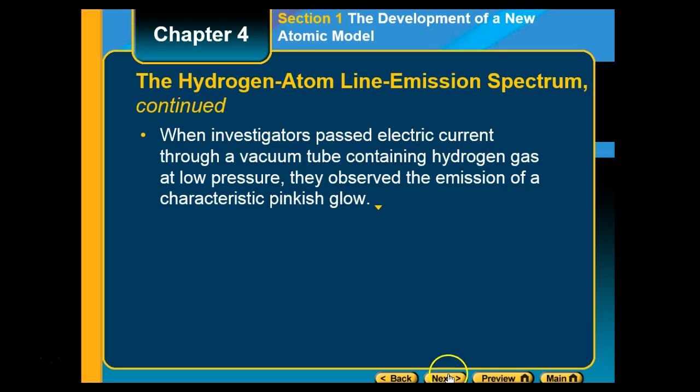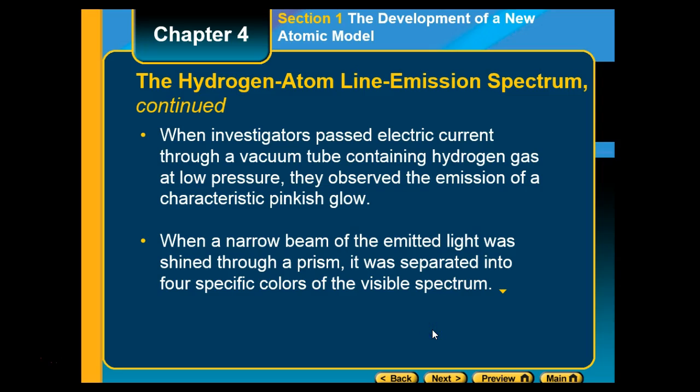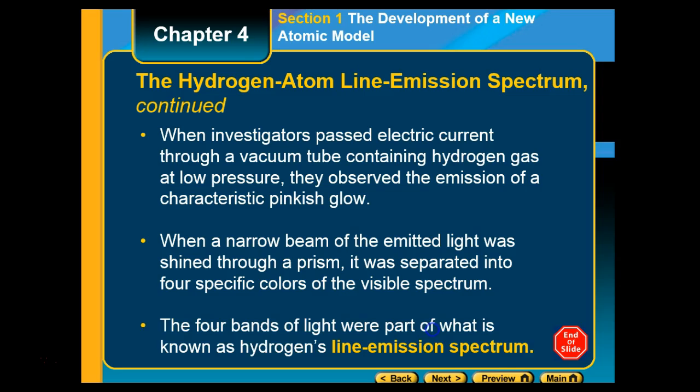What we found with hydrogen is that the investigators of the experiments showed that when electric current is passed through a vacuum tube containing just hydrogen gas at a very low pressure, they observed the emission of a characteristic pinkish glow. It always shined pink. When a narrow beam of the emitted light was shined through a prism, it was separated into 4 specific colors of a visible spectrum. Those bands of light were part of what's known as hydrogen's line emission spectrum.